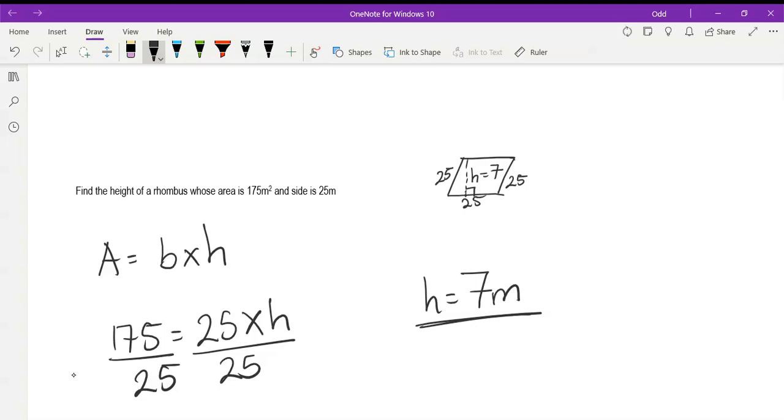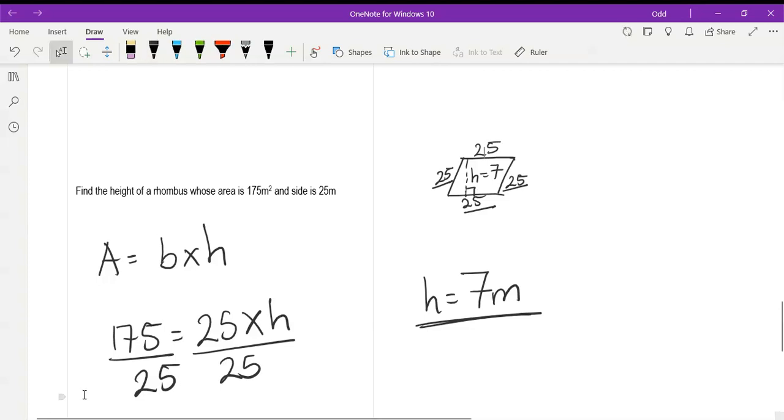So remember, you can only use this if they ask for the height and they give you the side. And remember that for a rhombus, all the sides are equal. So if this is 25, this is also 25, and this is also 25, and this is also 25. That's how you can do it.